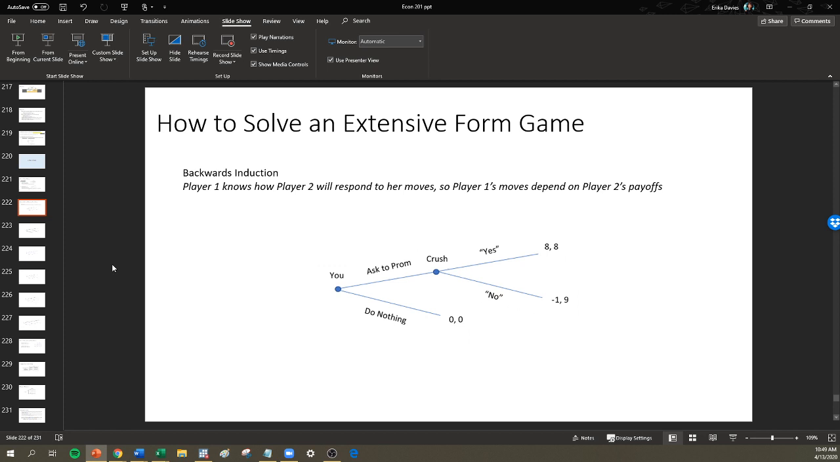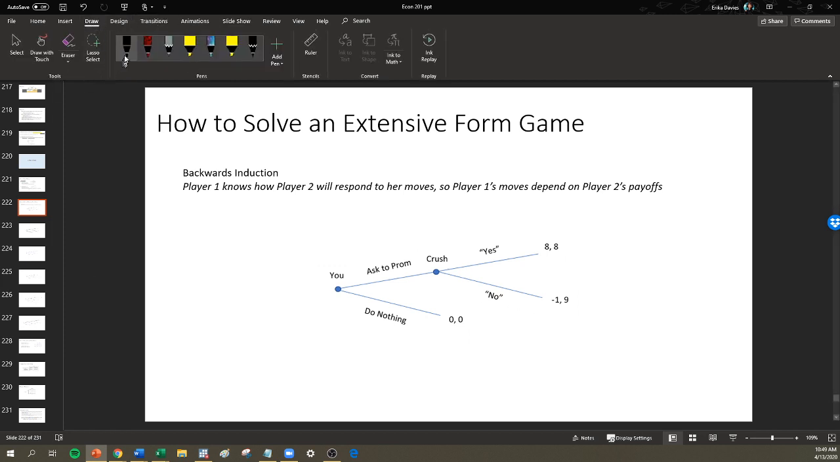Okay, how to solve an extensive form game. We solve these using something called backwards induction. Let's see, I can definitely draw on this. Okay, backwards induction. The moves that player one makes are going to depend on the response that player one knows player two will have. The example I like to use is, do you ask your crush to the prom if you know they're going to say no?